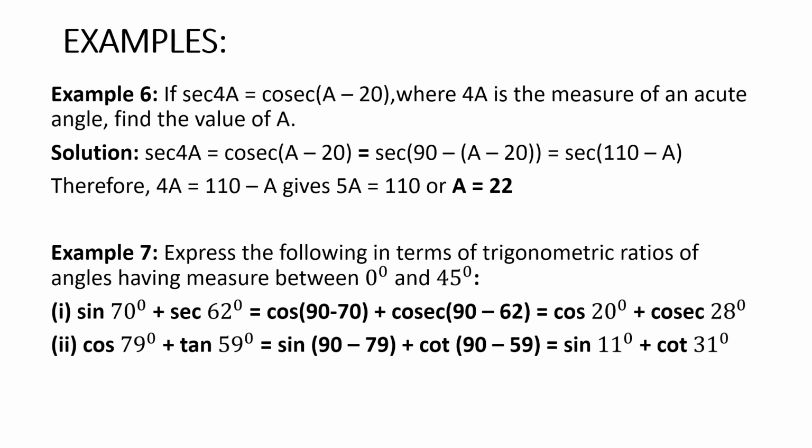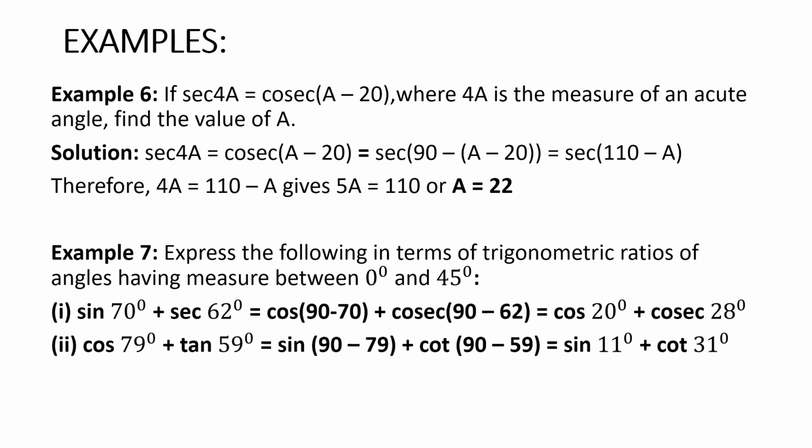But if I want to write cosec in the form of sec to compare both the sides, we know that cosec of a minus 20 can be written as sec of 90 minus a minus 20. Correct? Because sec of 90 minus angle, any angle is equal to cosec of that angle. So cosec of a minus 20 is written as sec of 90 minus a minus 20, which is equal to sec of 110 minus a. Now both sides you have sec, so compare the angles. 4a is 110 minus a, which gives the value of a as 22. Here we have used the complementary angles.